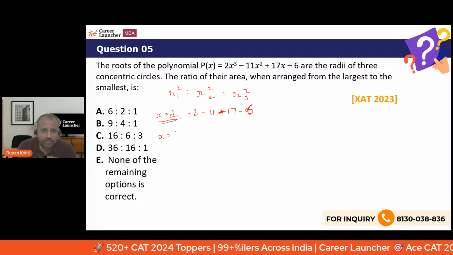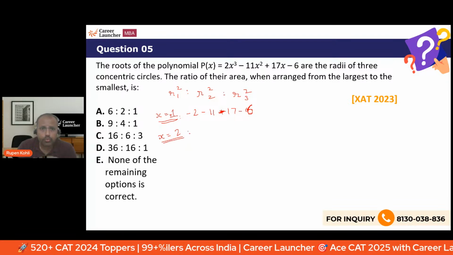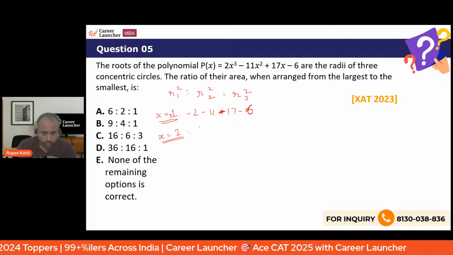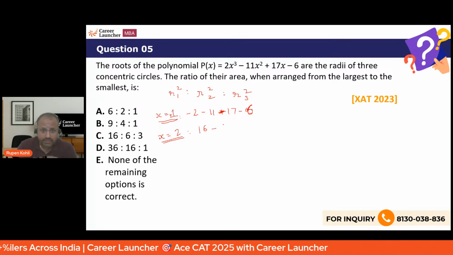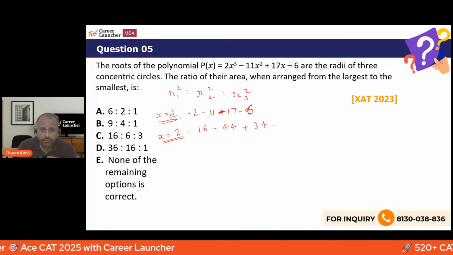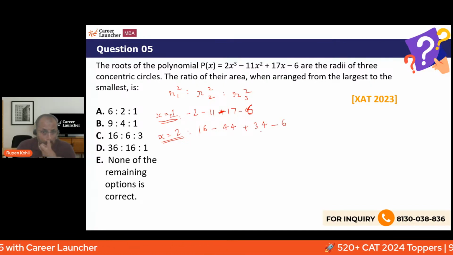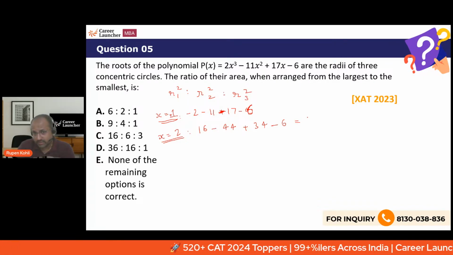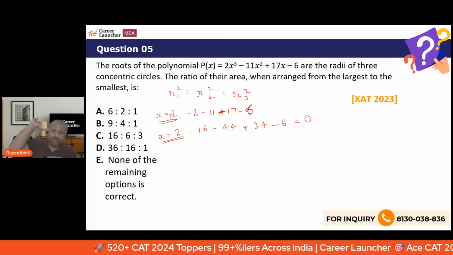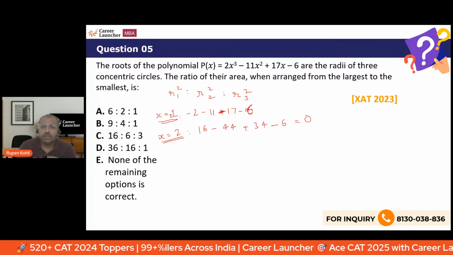Let's try x equal to plus minus 2. Let's try first of all with 2. 2 into 2 cube is 16, minus 11 into 4 is 44, plus 17 into 2 is 34, minus 6. 34 plus 16 is 50. 44 plus 6 is 50. Yes, this is turning out to be 0. Very nice. We have got x equal to 2.